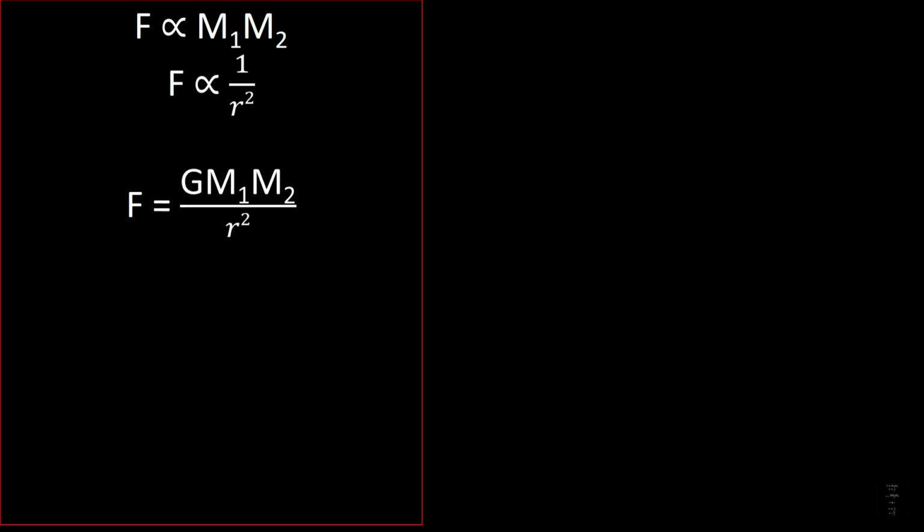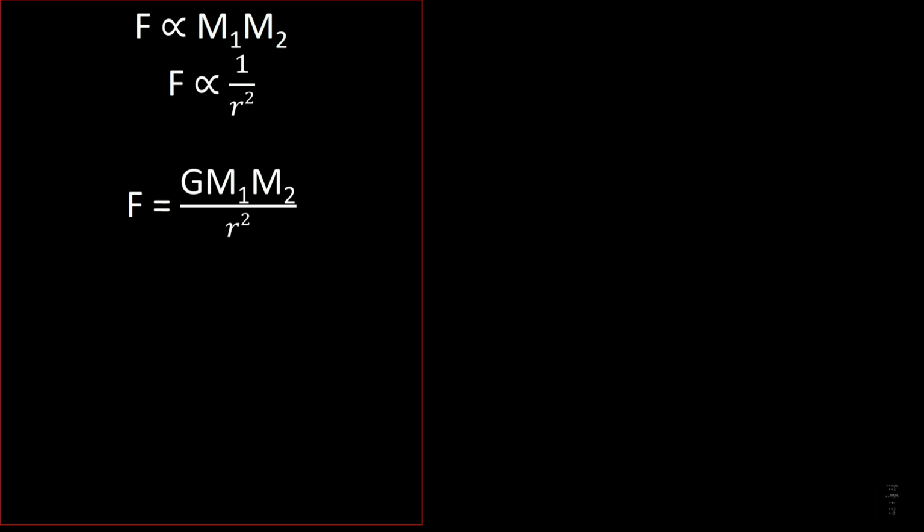The mathematical representation of Newton's law of gravitation is: F is directly proportional to m1 m2, and F is inversely proportional to r square, or directly proportional to 1 over r square. So the general formula is F equals G m1 m2 over r square, where G in this case is a constant known as the gravitational constant. It normally does not change; it's a constant value.